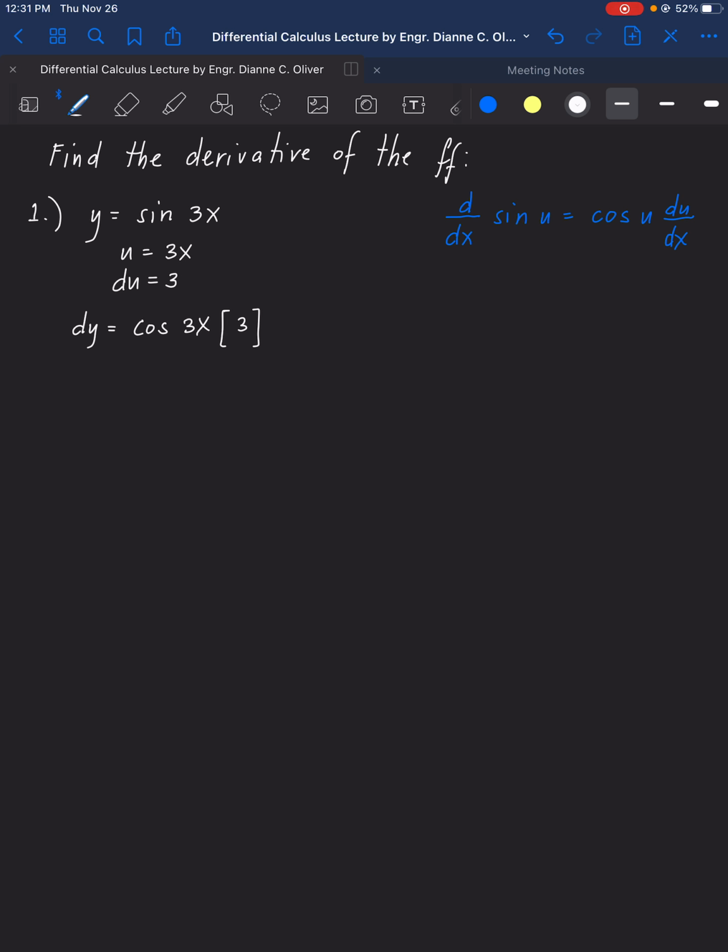Now we must remember that the derivative here that we have solved should not be multiplied to the angle alone, rather to the whole of cosine 3x. Therefore, the final answer here is 3 cosine 3x. Now that is for number 1.